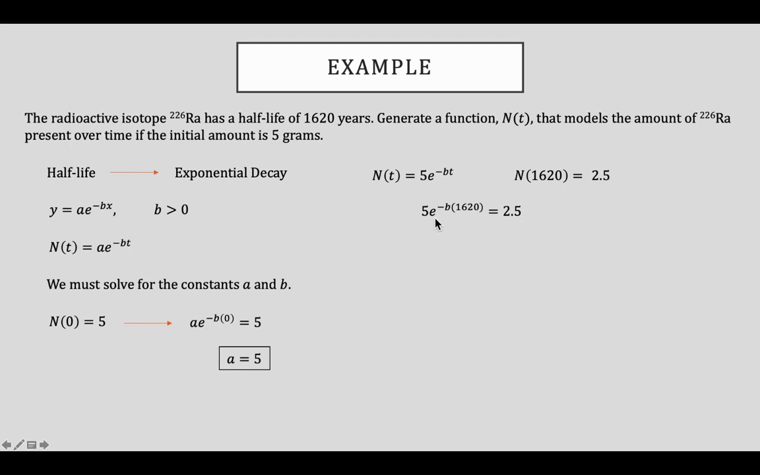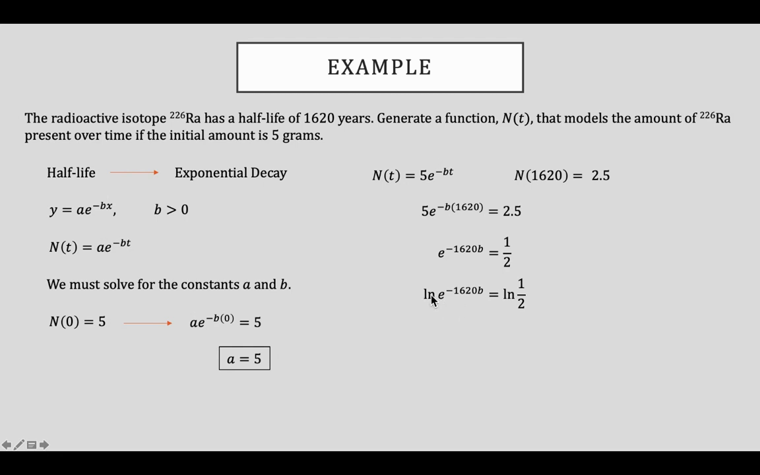We can divide both sides of the equation by 5. This gives me e raised to the negative 1620b is equal to 1/2. Now, we have the exponential quantity isolated. We can now do the inverse operation of this exponentiation to help us solve for b. To do so, we take the natural log of both sides. The natural log of e raised to the negative 1620b is equal to the natural log of 1/2.